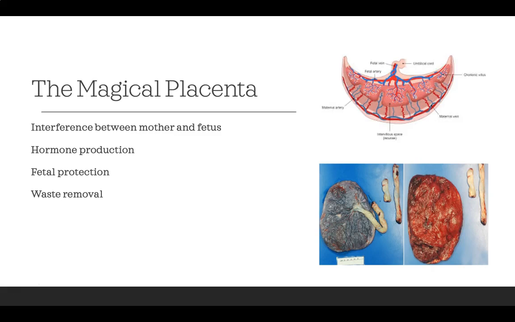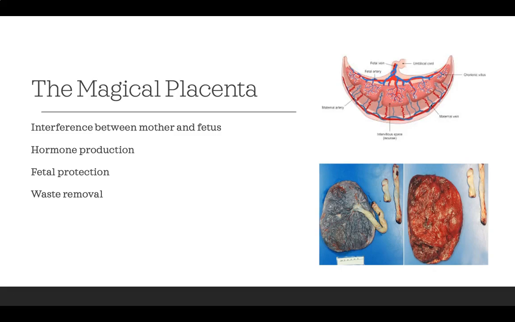The magical placenta. The placenta is the only organ that can be regrown as many times as it's needed, and it's a disposable organ as well. We throw it away when we're done with it. The placenta provides oxygen and nutrients to the baby and removes waste products from the baby's blood.